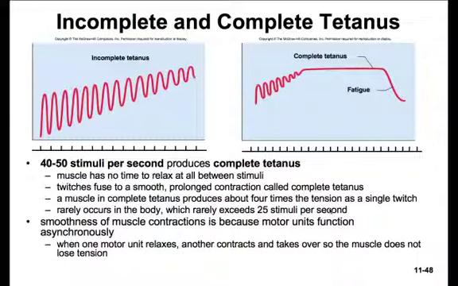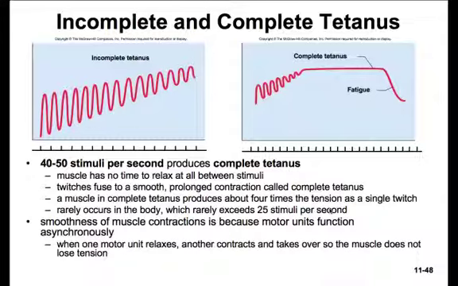So this would be a great time to close your books, pull out a piece of paper, and see if you can distinguish between these different phenomena. Begin by describing a length-tension relationship. And then think about threshold, latent period, and twitch. What's the concept of recruitment? Differentiate between temporal summation, incomplete tetanus, and complete tetanus.